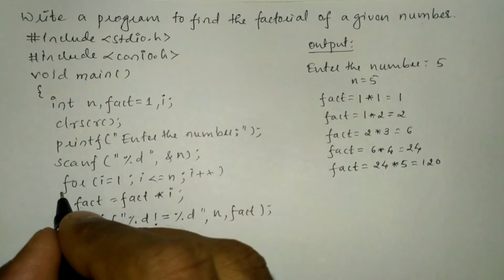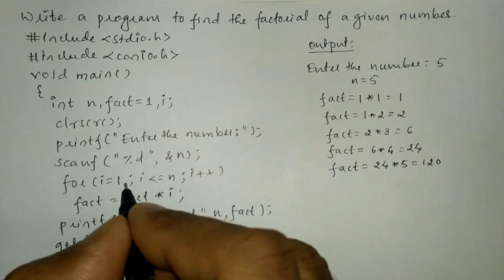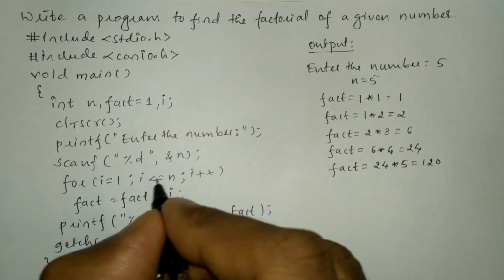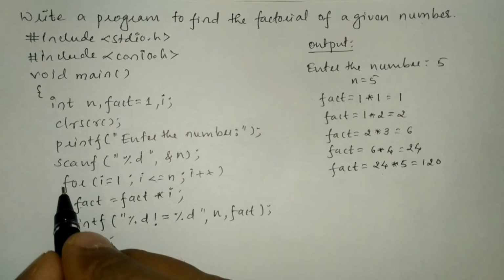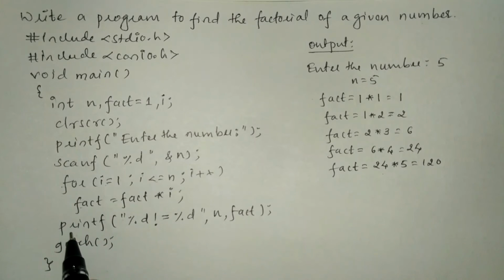Once again the control transfers to the for loop by incrementing the value of i by 1. Now the i value is 6. Is 6 less than or equal to 5? No. The condition fails. Once the condition fails, the control comes out of this looping structure and it is going to print the next statement.